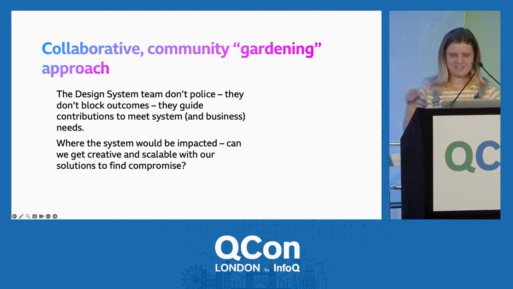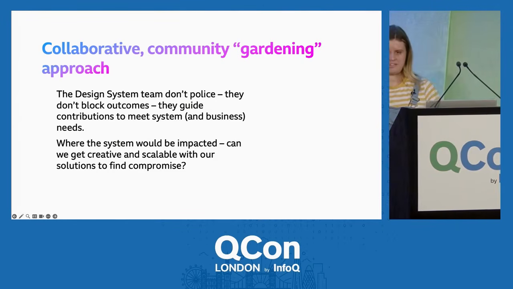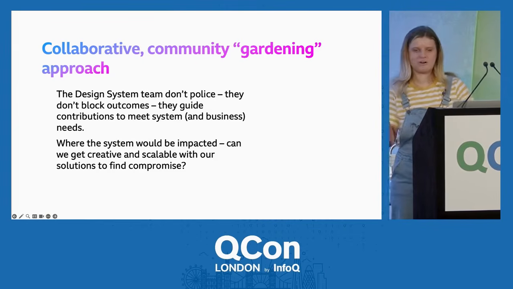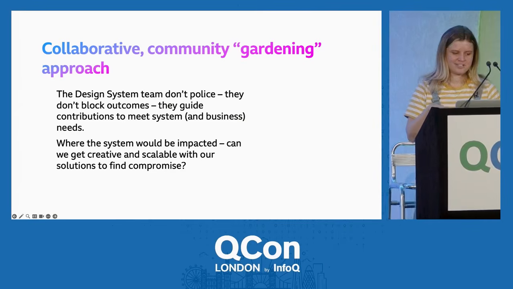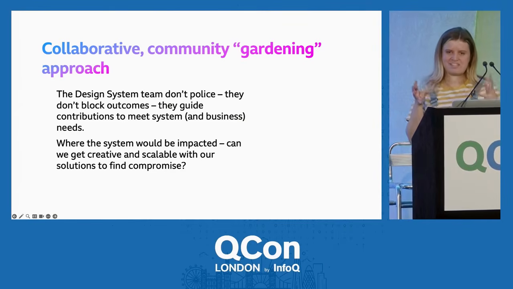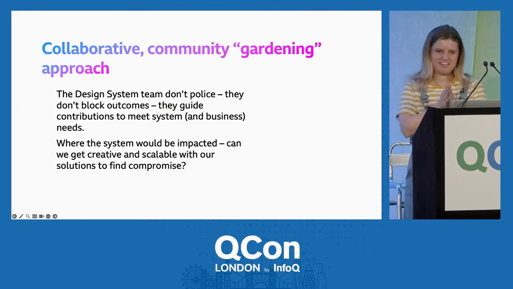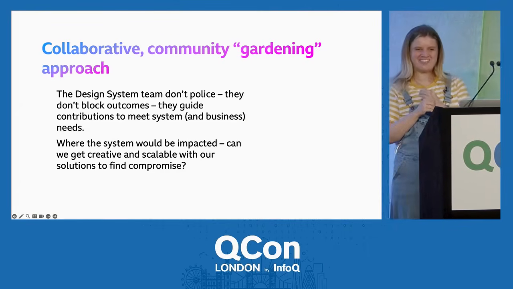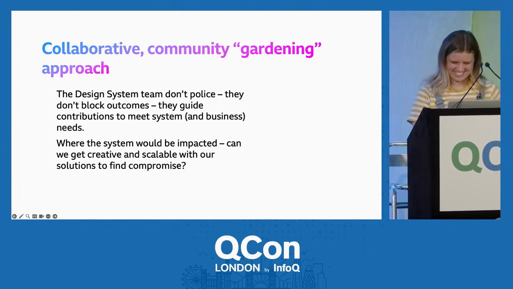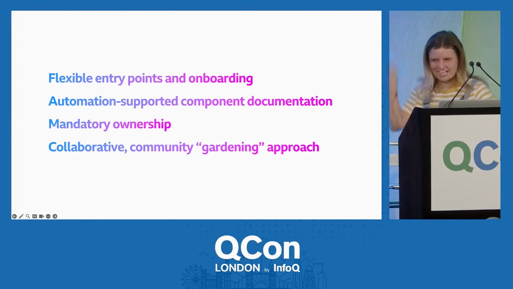And then where the system can be impacted by the things that editorial or the teams are asking for, can we get super creative and really think about how we can scale, but without having 235 levers in the system, perhaps. So just to recap what we've been through there.